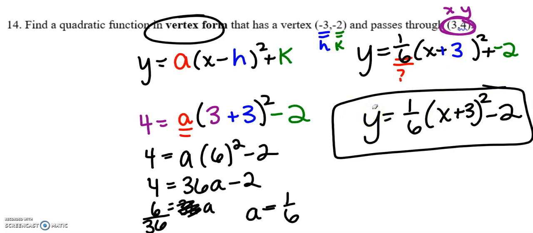So again, you work there to find the mysterious vertical stretch or shrink, because we know where the parabola is going to be shifted to with the vertex. We just need to figure out how tall or how short our parabola is going to be, and if there were or were not going to be a reflection.